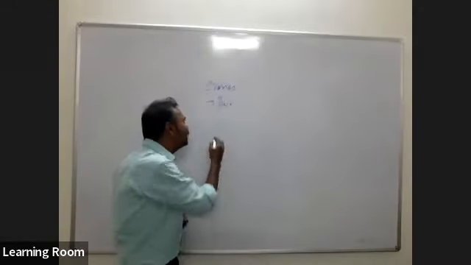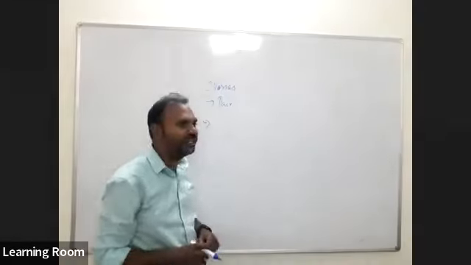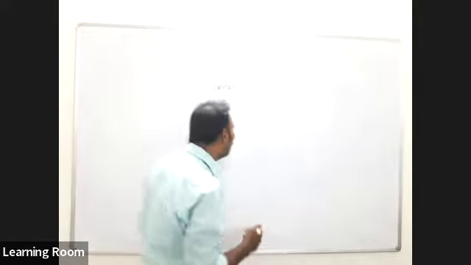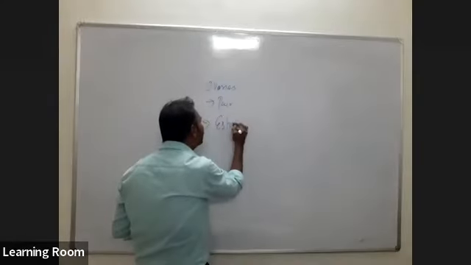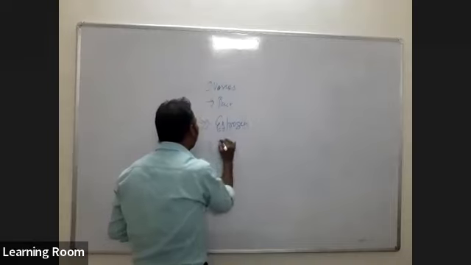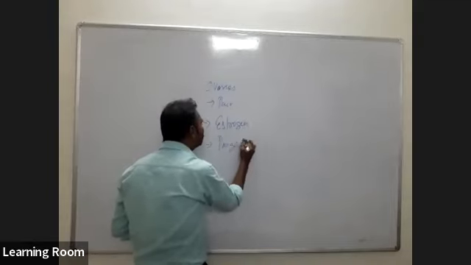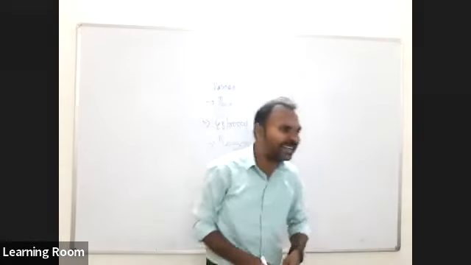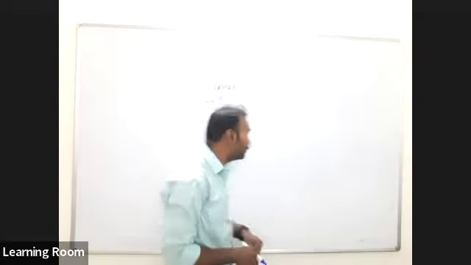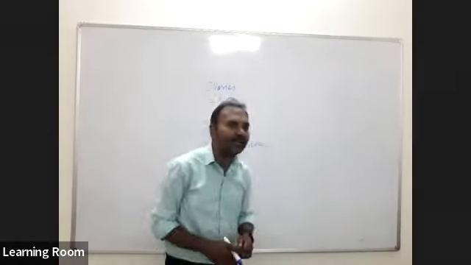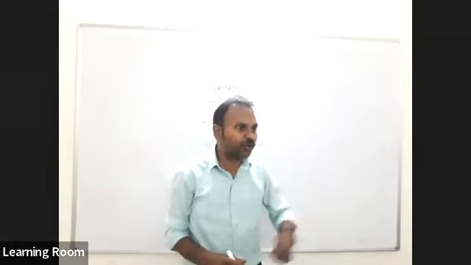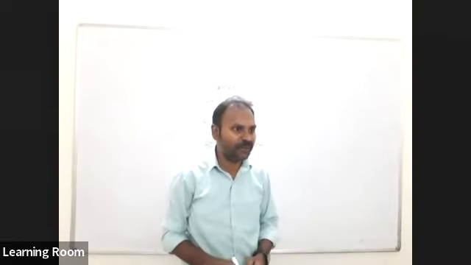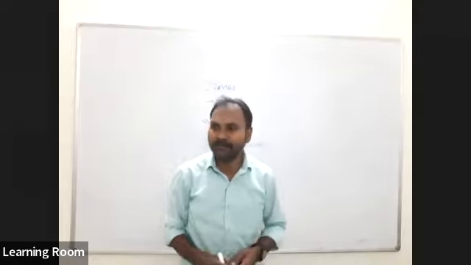The hormones connected with the ovary are estrogens and progesterone. What are they? Estrogen and progesterone. Testosterone in male, progesterone in female, androgen in male, estrogen in female. Keep the names in mind.